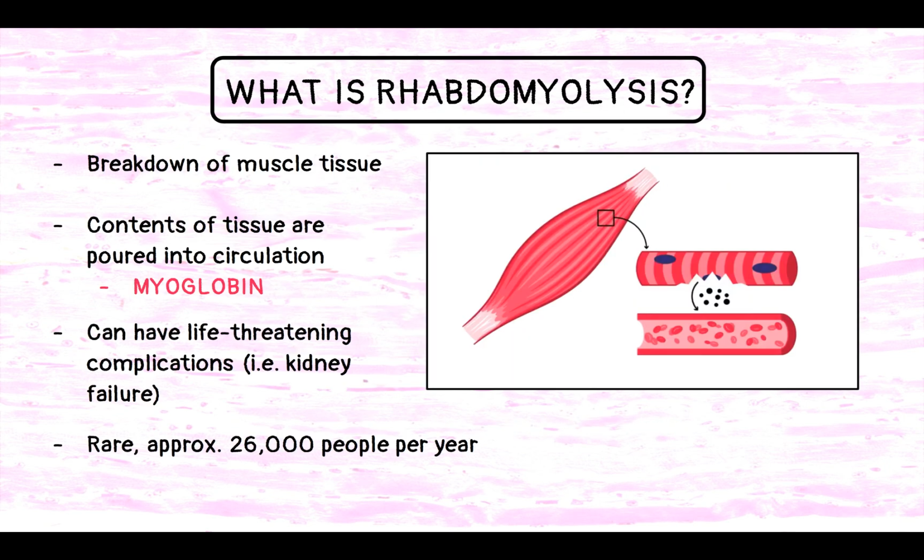Rhabdomyolysis is when the skeletal muscles break down, therefore releasing the contents of the muscle into the body's circulation. Muscles contain a red protein called myoglobin, which holds oxygen within the muscle cells. When there's too much myoglobin in the blood, body functions are negatively affected and the blood cannot be filtered properly, leaving the sufferer with serious damage to the kidneys. The condition is generally rare. Approximately 26,000 people in the U.S. are diagnosed with rhabdomyolysis per year.